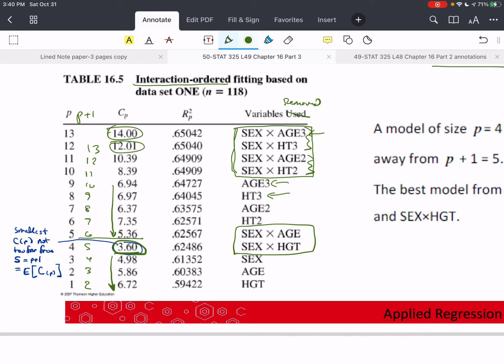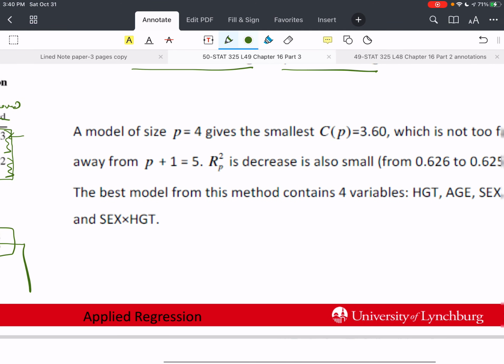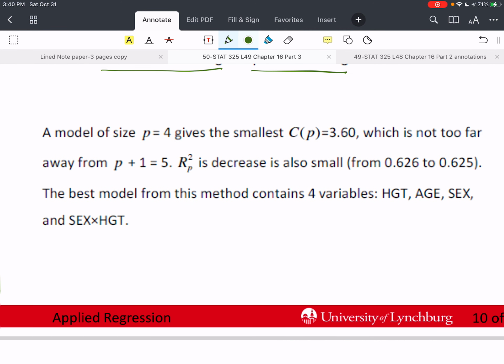It's the smallest CP, and it's not too far from 5, our p plus 1. Okay? And it would have these variables in there: height, age, sex, and sex interacted with height. Using this method, this would be the best model that we could choose with these 4 variables. Okay? And when we look at this, we have a decrease.